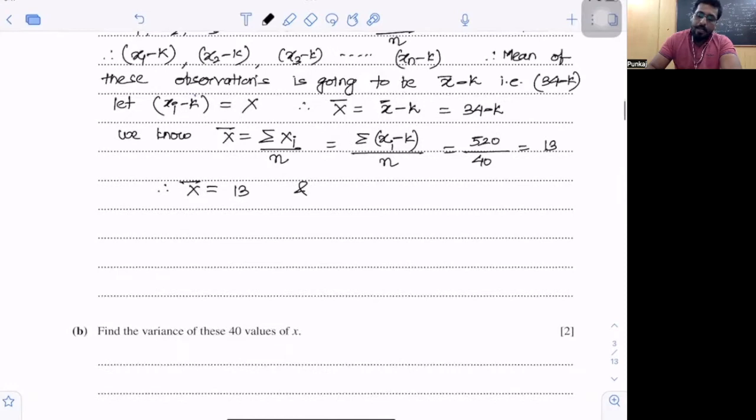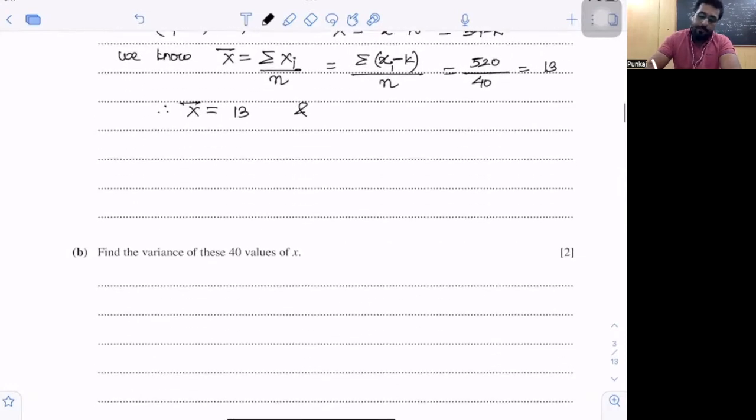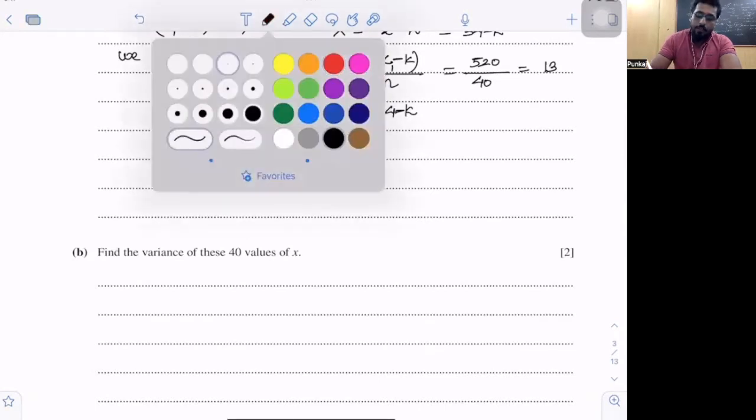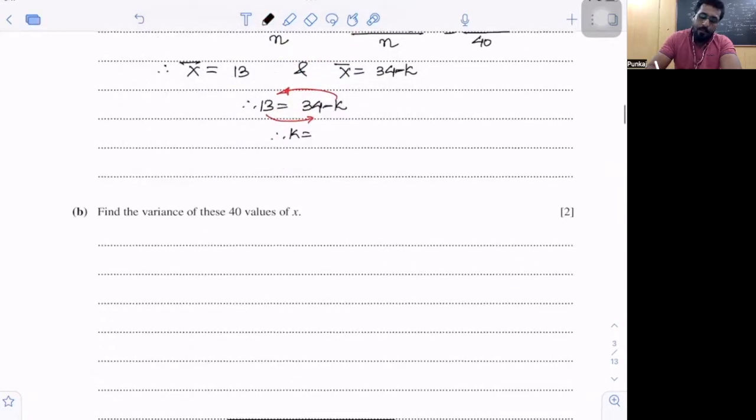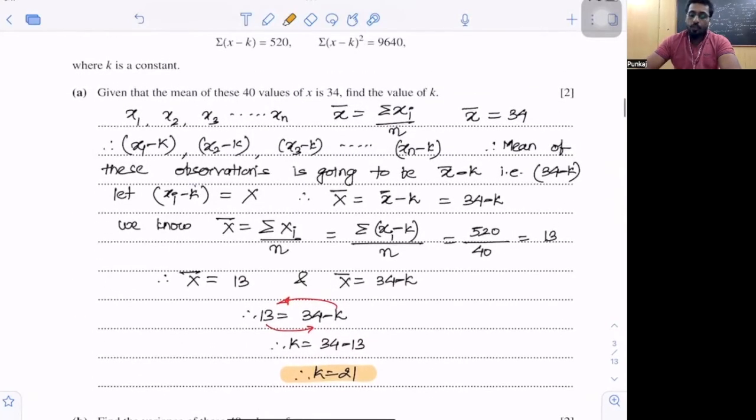And capital X bar is also 34 minus k. So can I say 13 is equal to 34 minus k? I can simplify for k. So minus k will transfer to the left and 13 goes to the right. So what's the value of k here, students? k is going to be 34 minus 13, or I can say the value of k is 21. That's my answer, right? k is equal to 21. So that's the solution for the first part.